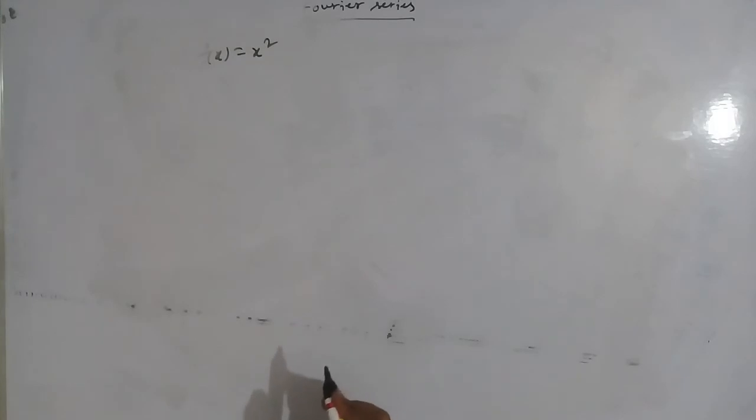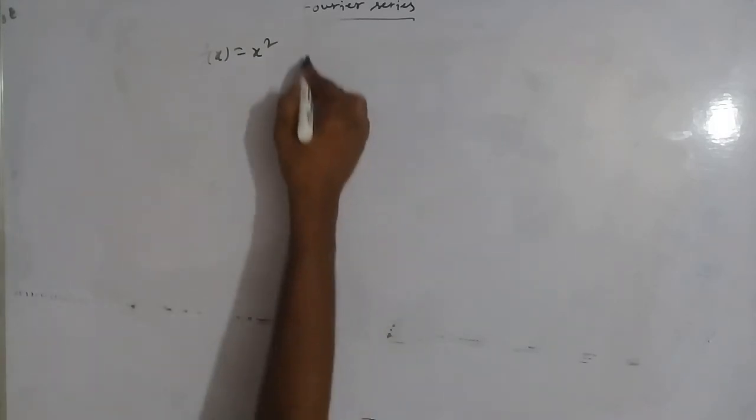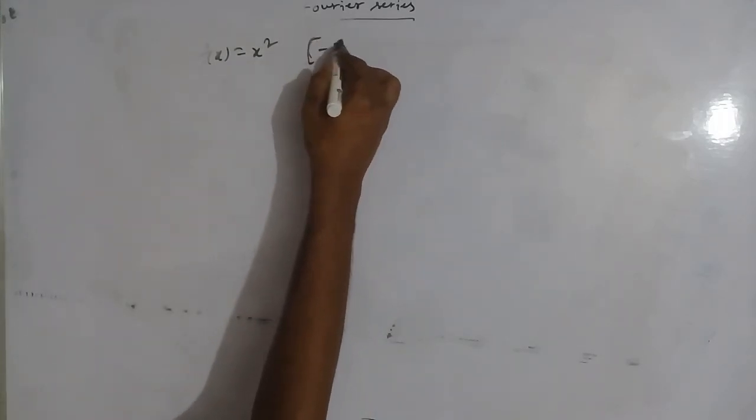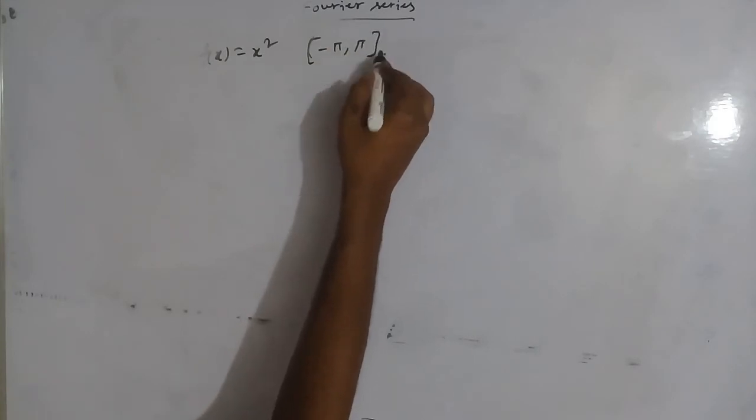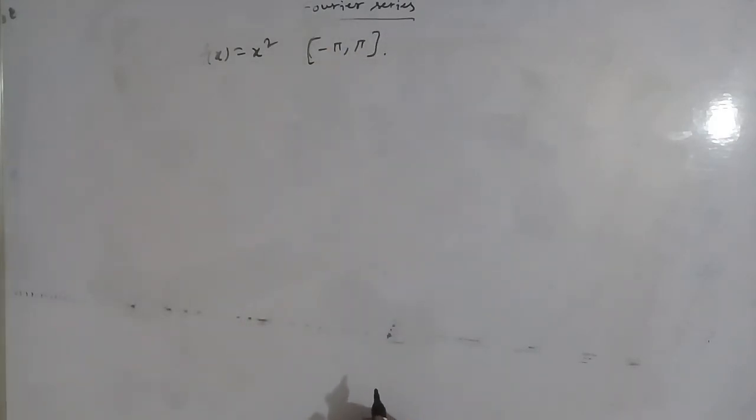You have to find the Fourier series of f(x) equal to x square defined on the interval minus pi to pi, and after that you have to find the value of some infinite series. I'll write it later. First I will find the Fourier series of this function defined on this interval minus pi to pi.